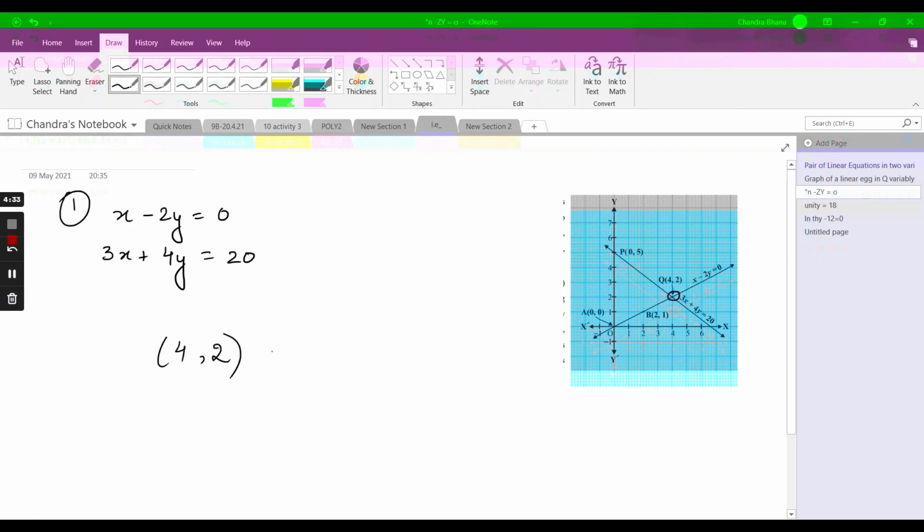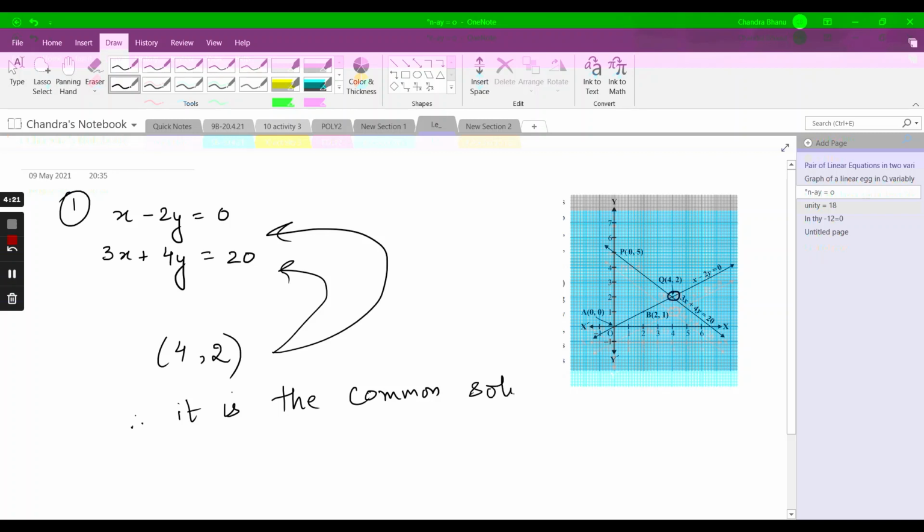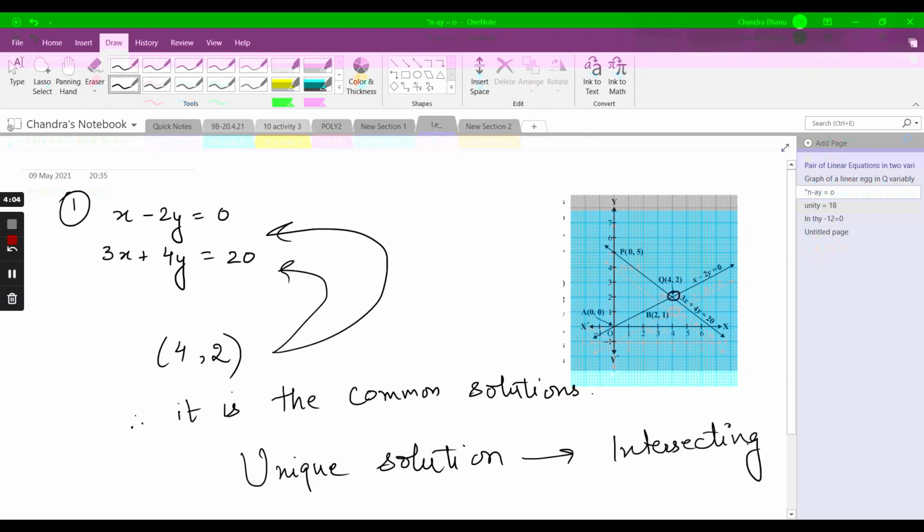It means that this point lies on the first equation also and on the second equation also. Therefore, it is the common point of both. It is the common solution of both. So whenever I have 2 equations and they have intersecting lines, then I have a unique solution, and that unique solution is the intersecting point. This is the point which lies on both of them, so it satisfies the first equation also and the second equation also.